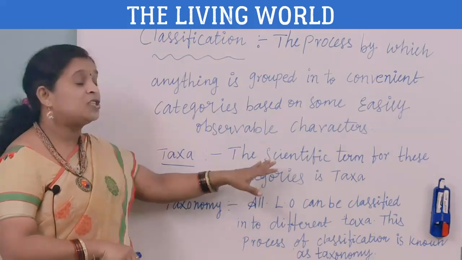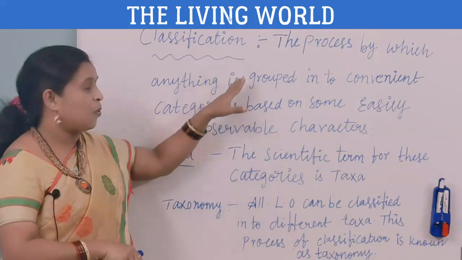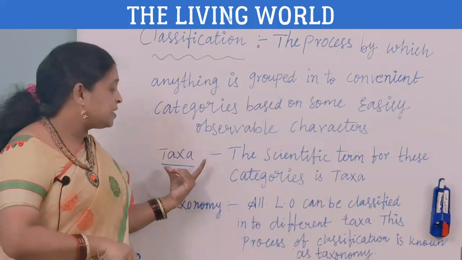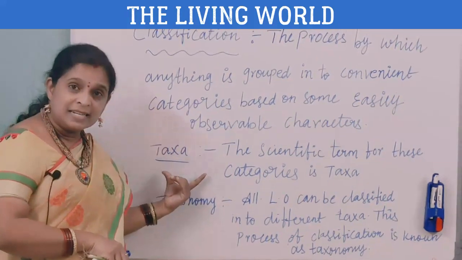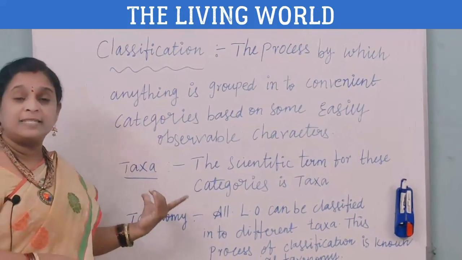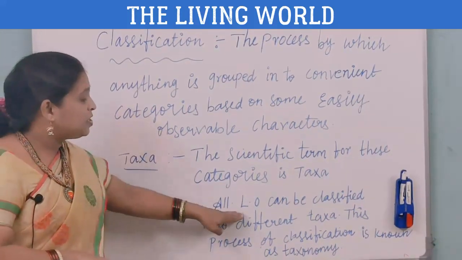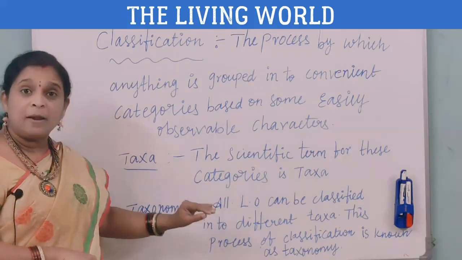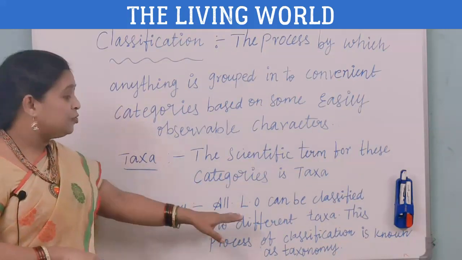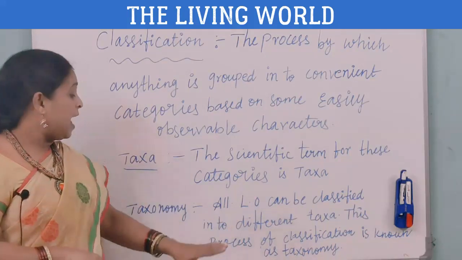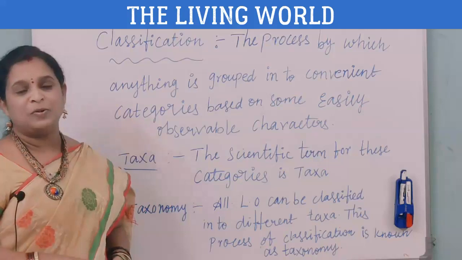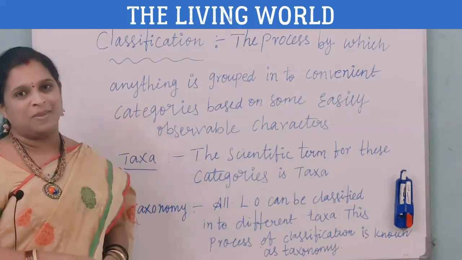The scientific term for all the categories which we have done, the scientific unit of this taxonomy, is the taxa. What is taxonomy? It is a branch of botany which deals with all living organisms that can be classified into different taxa, and this process of classification is known as taxonomy.